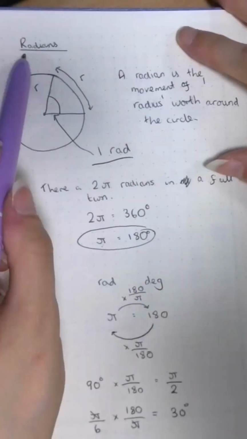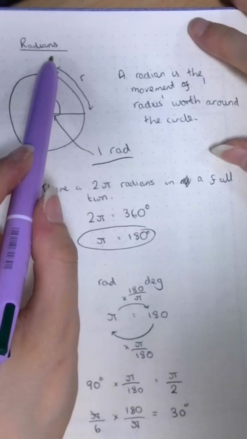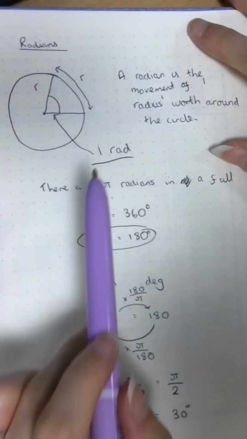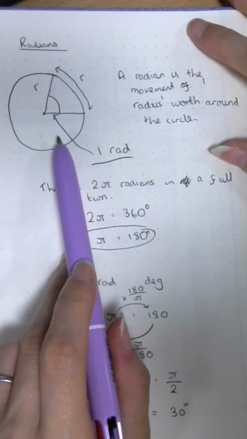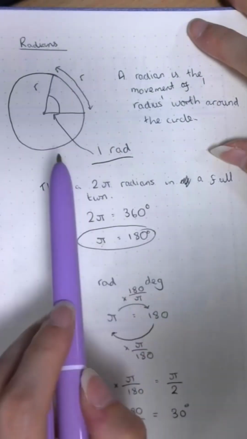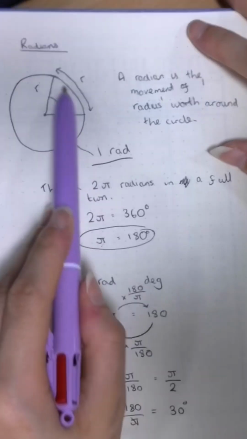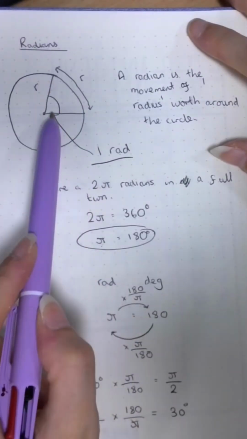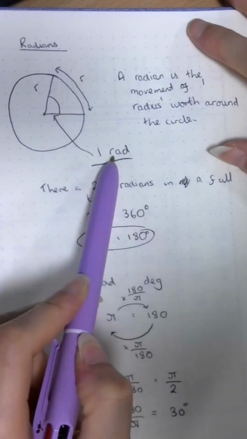So looking at radians, and radians is another way in which we can measure an angle, and 1 radian is represented here. It is the movement of 1 radius's worth around a circle. So here I have my arc length equal to the radius of the circle. That angle there would be equal to 1 radian.